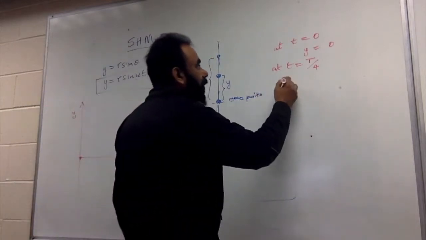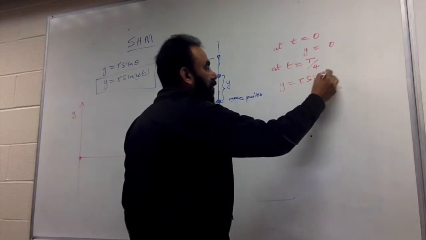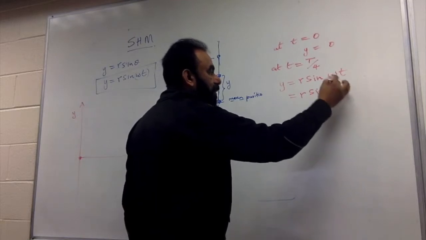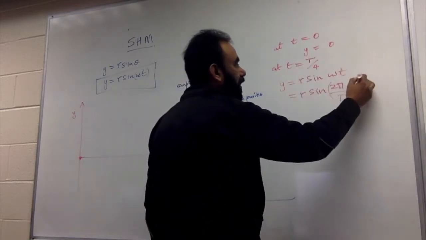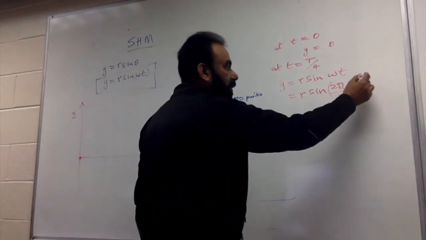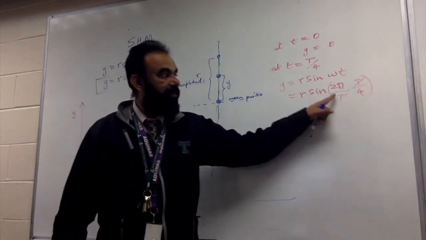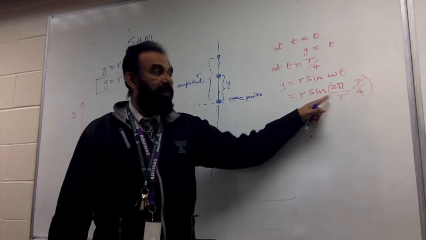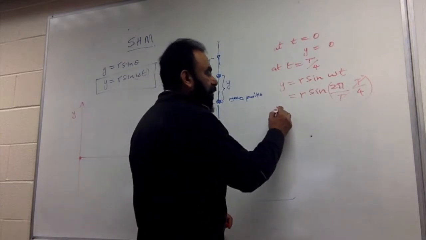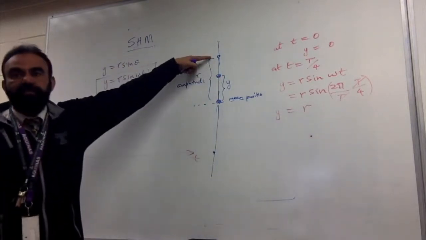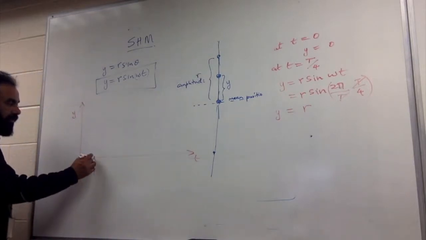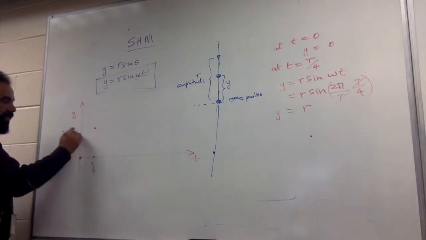So how do you check where it is? Y is equal to r sine omega t. Instead of omega, I'm going to write it as 2 pi over capital T, and time t as t over 4. So this T and t cancel off. What is left in this bracket? 2 pi over 4, which is pi over 2. Sine pi over 2 is 1. And so you get y equal to r, which is why it is here. So on this graph, that is t over 4, and the object is going to be there, and that is the amplitude.